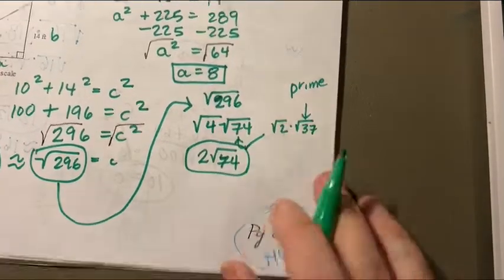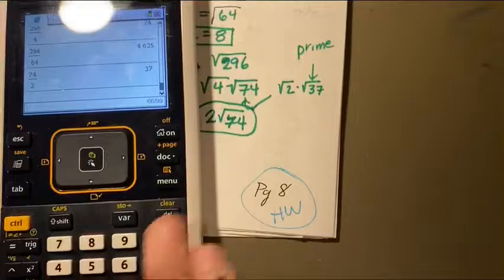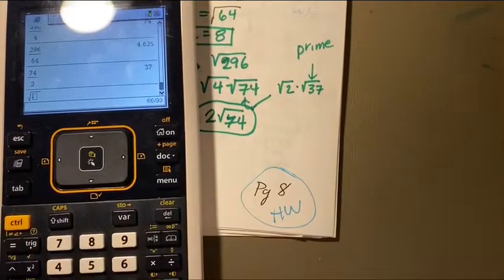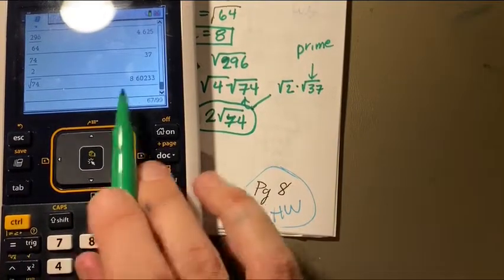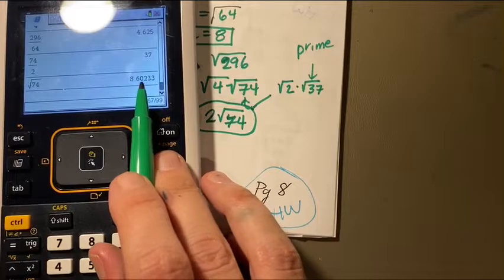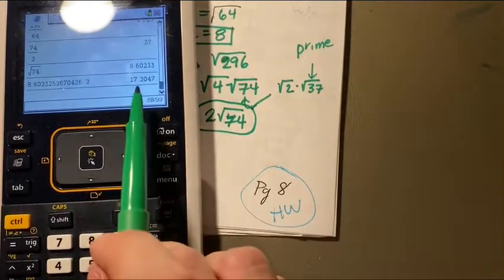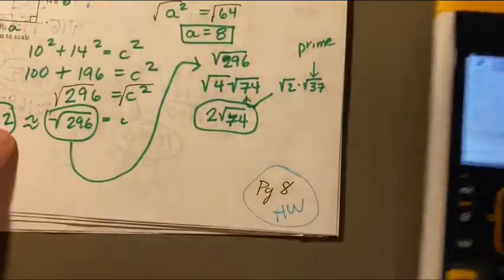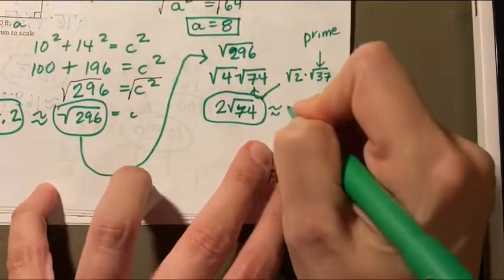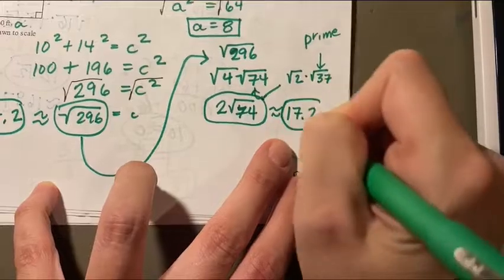Now let's double check that with the calculator. So what is the square root of 74? It's 8.60233. And then if I multiply it by 2, I get that same answer, 17.2. So I have confirmed this is also the decimal 17.2.